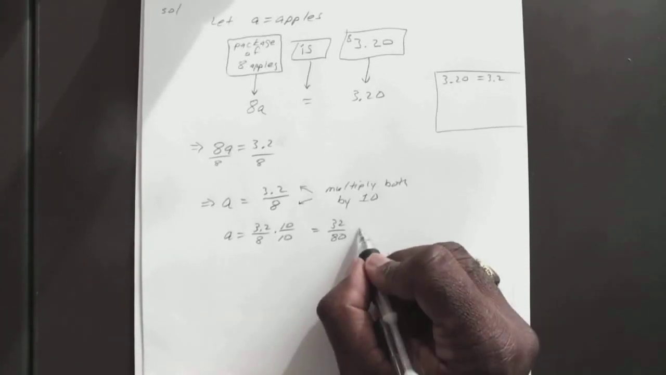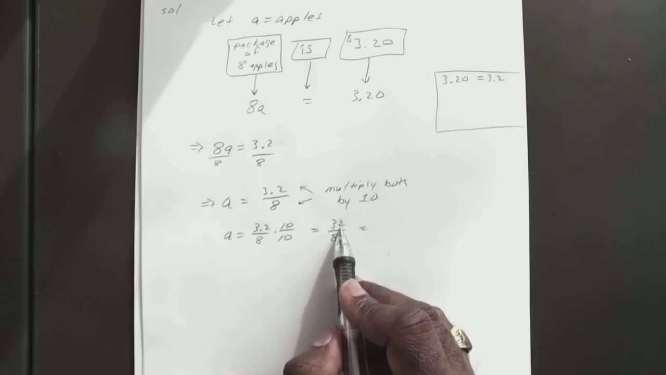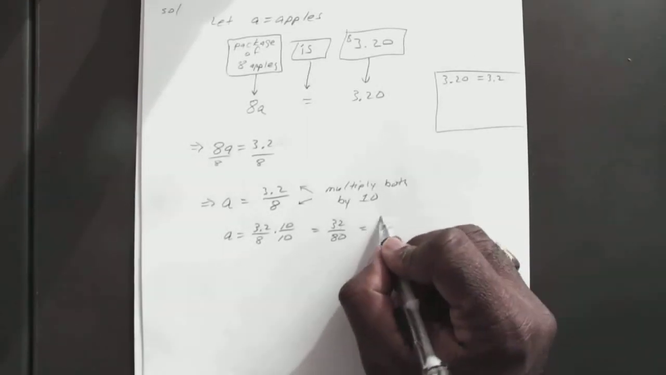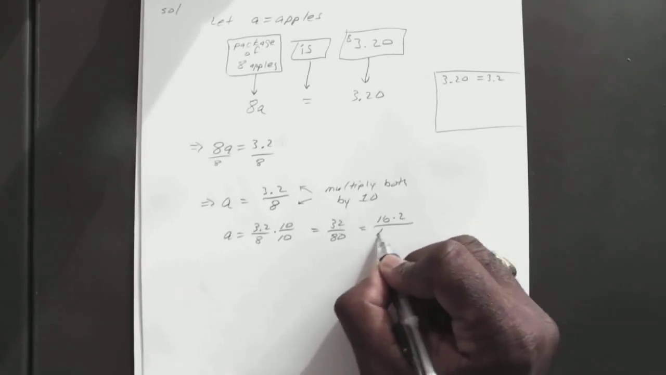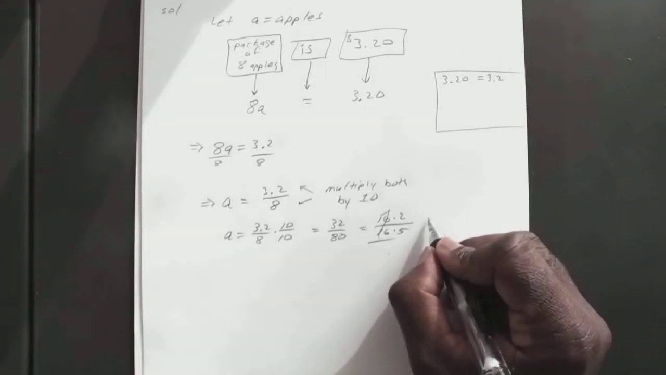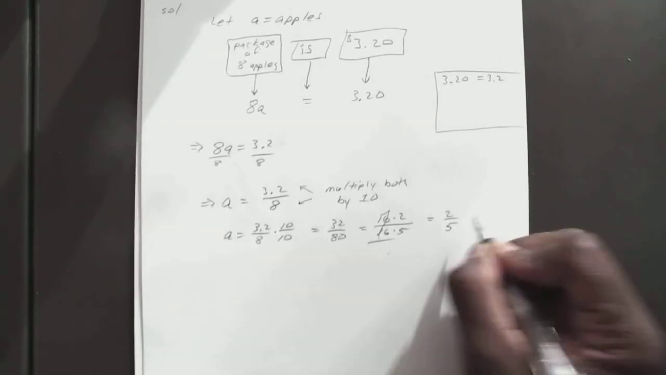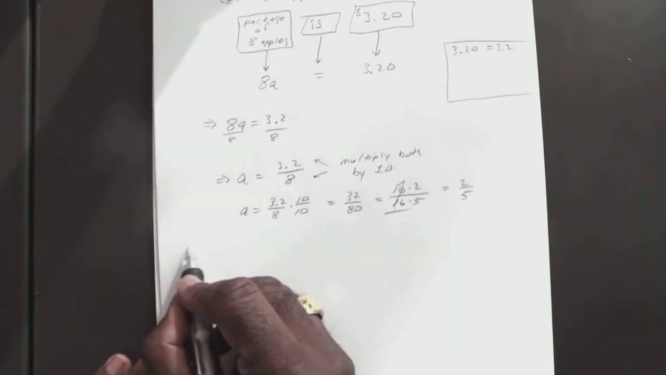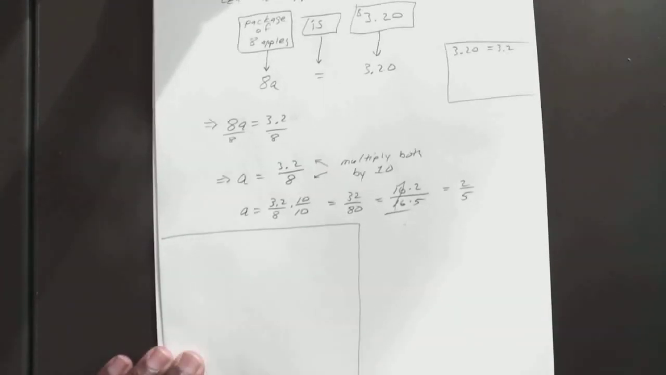Okay, so we have 32. Remember, 32 is 16 times 2. And 80 is 16 times 5. So we can cancel out, which means the 16s cancel out. So our answer is just 2/5, which is true, but it doesn't give us a money value. So now we have to convert that fraction to decimals. Okay, so if you remember, I'll do that over here.